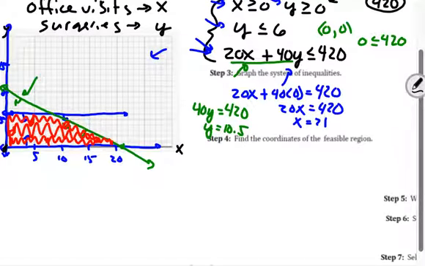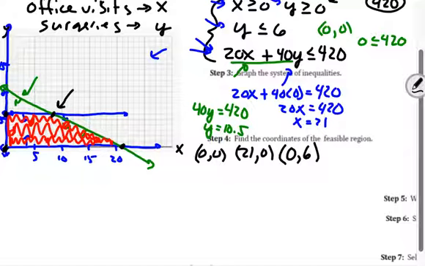First one is definitely 0, 0. This one is 21, 0. This one right here, that's easy. That's 0, 6. Over 0, up 6. This one right here, ooh, this one's a little fuzzy. And you're going to have this once in a while. And what you have to do is find those two lines.